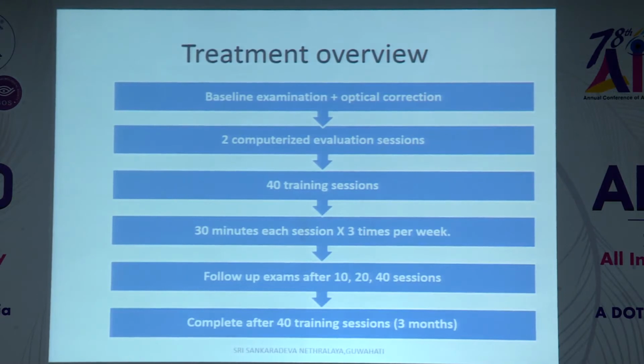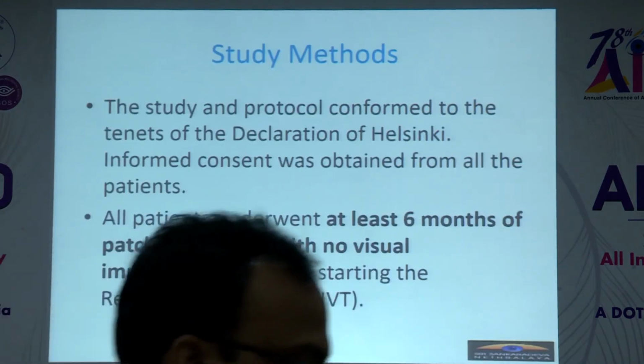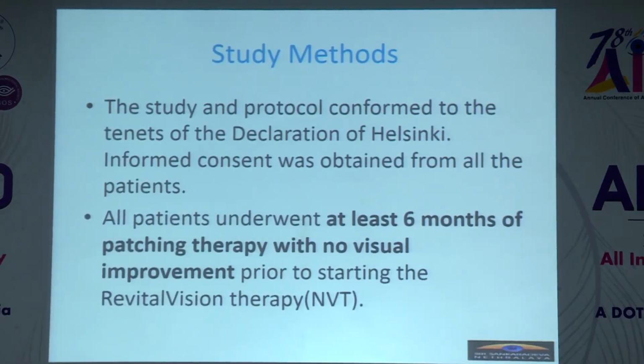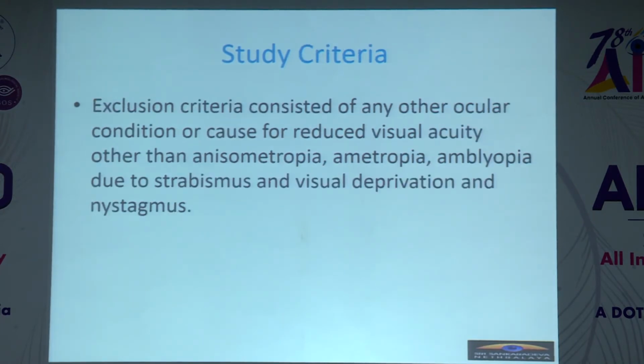After baseline investigation, there are 2 computerized evaluation sessions. It is a 40-session training, 30 minutes each, 3 times a week, with follow-up exams after 10, 20, and 40 sessions, completed after 40 training sessions. The study and protocol conform to the tenets of the Declaration of Helsinki, after informed consent. All patients underwent at least 6 months of patching therapy with no visual improvement prior to starting this Neurovision therapy.